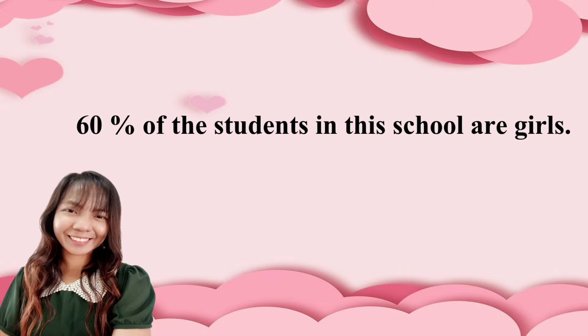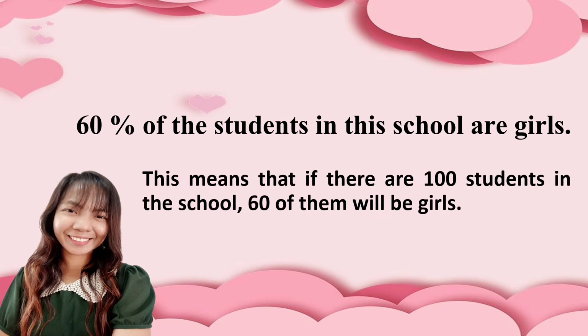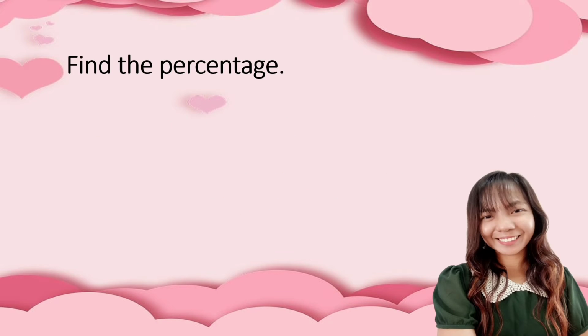60% of the students in this school are girls. This means that if there are 100 students in the school, 60 of them will be girls. So find the percentage. 60% of 100 is 60. Okay, because the percentage is about how many in every 100.